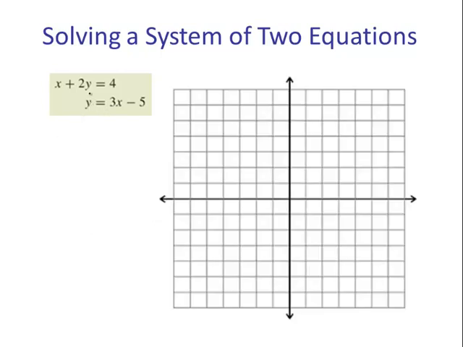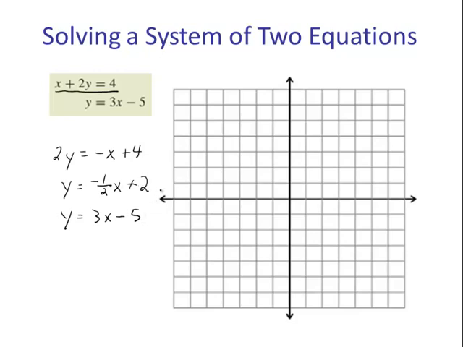To graph this by hand, we first have to write this equation in y equals mx plus b form. So we have to subtract x from both sides. That's going to give us 2y equals a negative x plus 4. Dividing by 2, we have y equals negative 1 over 2x plus 4 divided by 2, which is 2. The other equation, y equals 3x minus 5, is already in y equals mx plus b form.